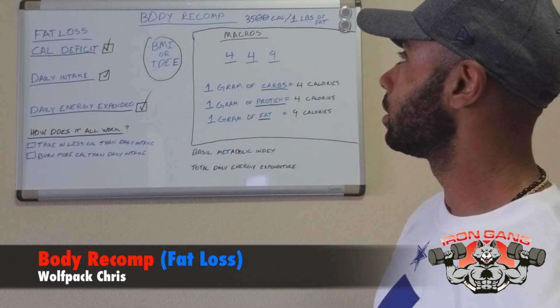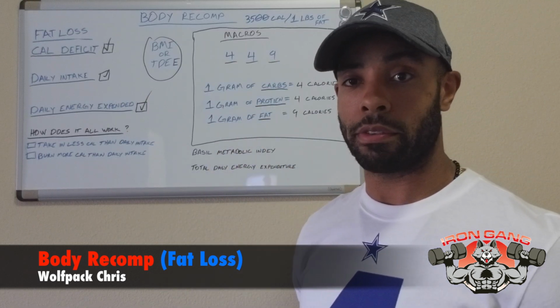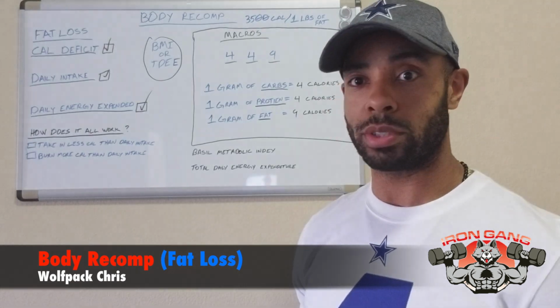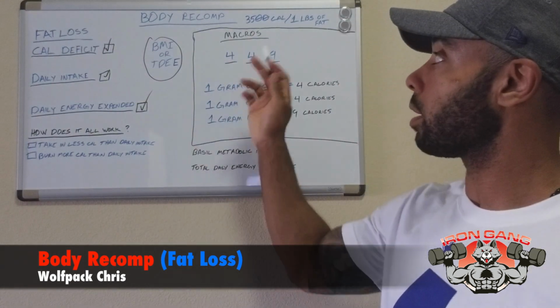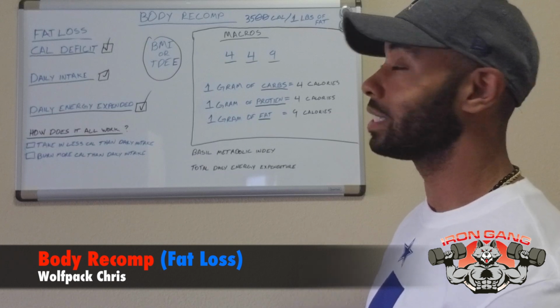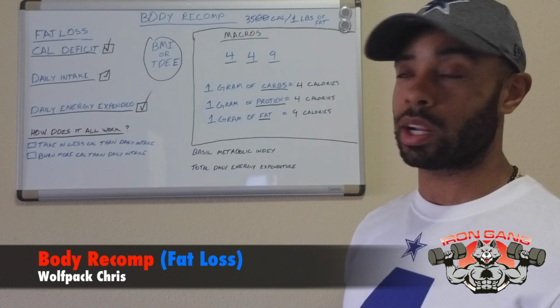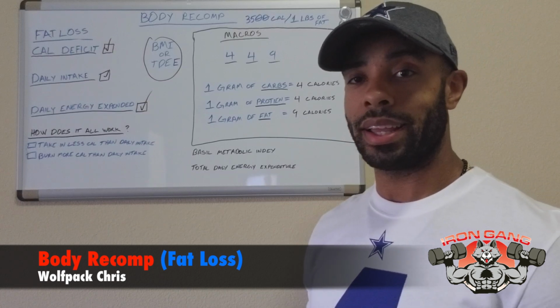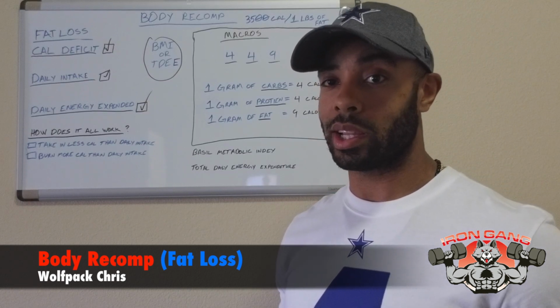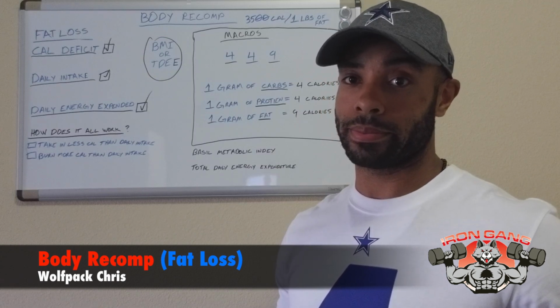3,500 calories per 1 pound of fat. All you've got to do is burn 3,500. So let's say you're burning more than that. Let's say you're burning 7,000. That's 2 pounds of fat loss right there. 7,000 calories burnt in a week. You can do that. It's very doable.